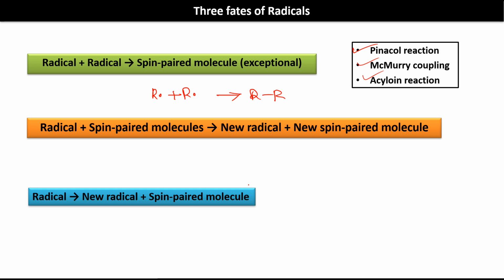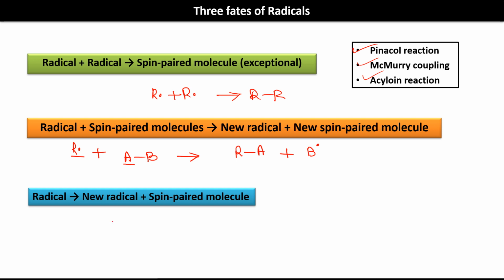Now the second one, which is the most common, and there are various types of reactions under this heading. So here we have radical and we have spin paired molecule, suppose AB, and here we will get a new radical, new spin paired molecule. So if this R dot is connecting with A, then we are getting RA and the new radical is B dot. So this will be the most common. So in today's video also we will discuss some of this, though it will take more videos to finish completely.